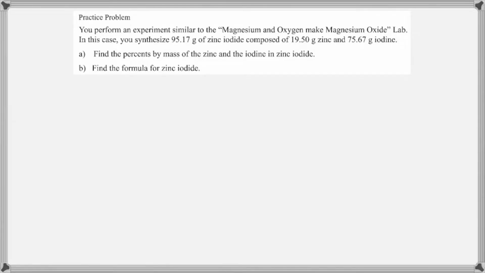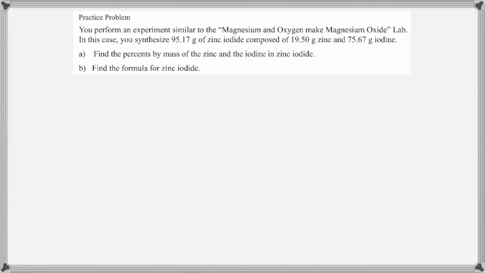In this video, we'll discuss the practice problem that follows the magnesium and oxygen make magnesium oxide lab. Here you're being asked to imagine doing a similar type experiment where you combine two elements and want to find out, as Dalton would say, the definite proportion between the two atoms in the compound. But first, we'll use the data to find the percent by mass of the two elements in the compound.